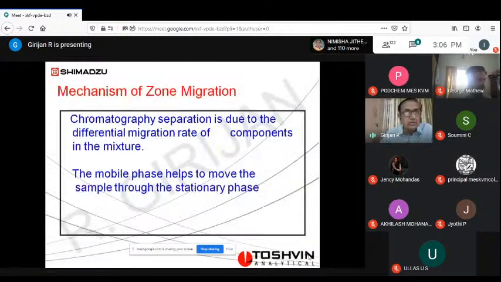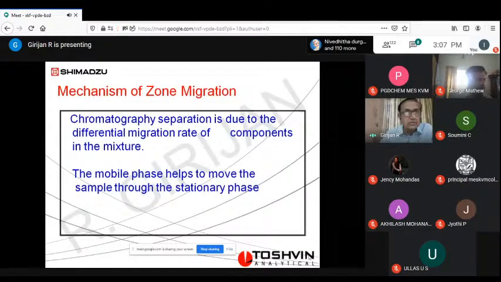Now, what is zone migration? This is the essence of chromatography. Whether you are talking about gas chromatography or liquid chromatography, the separation you are getting inside a chromatography column is because of the mechanism of zone migration. What does this mean? I'll just read the sentence, and students should understand this very carefully, that is the basic mechanism by which the separation is getting effected in a column.